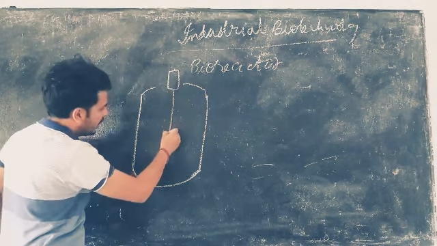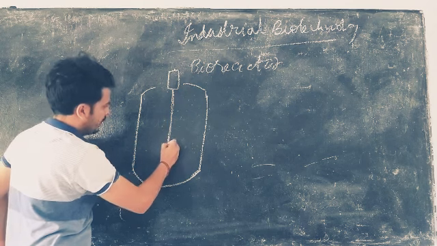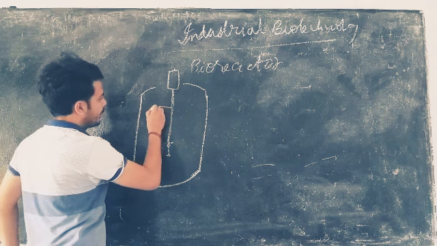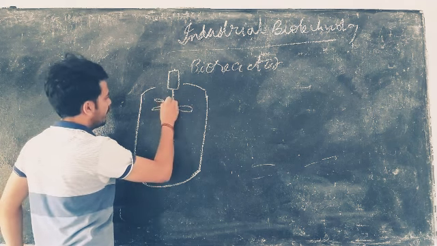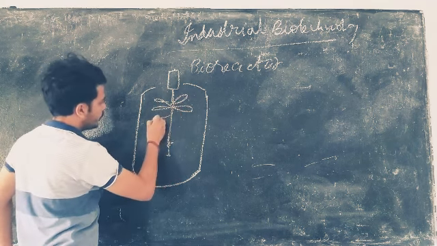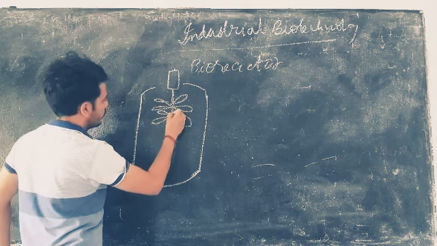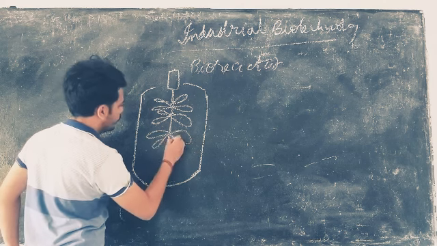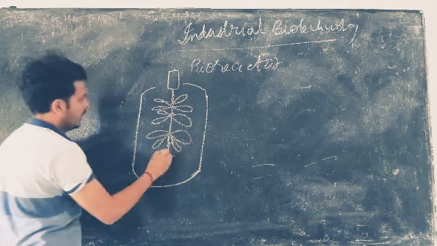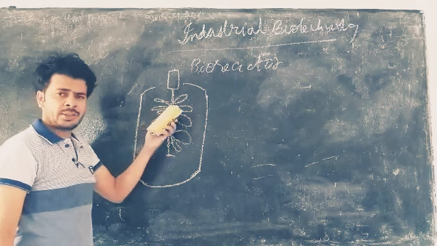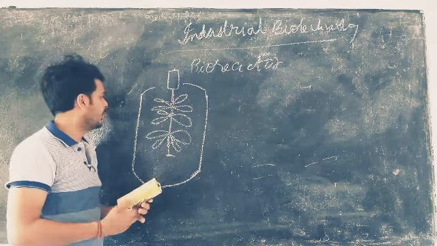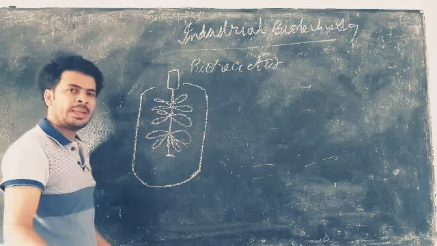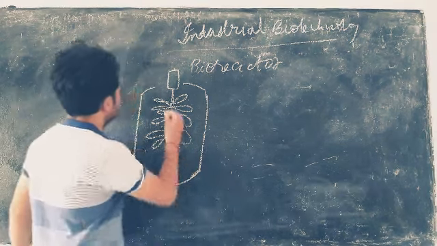The motor has a shaft, and on this shaft there are blades and impellers. As you can see, the impellers perform the critical and important role of thorough mixing of the solution, the medium, and the bacterial culture.